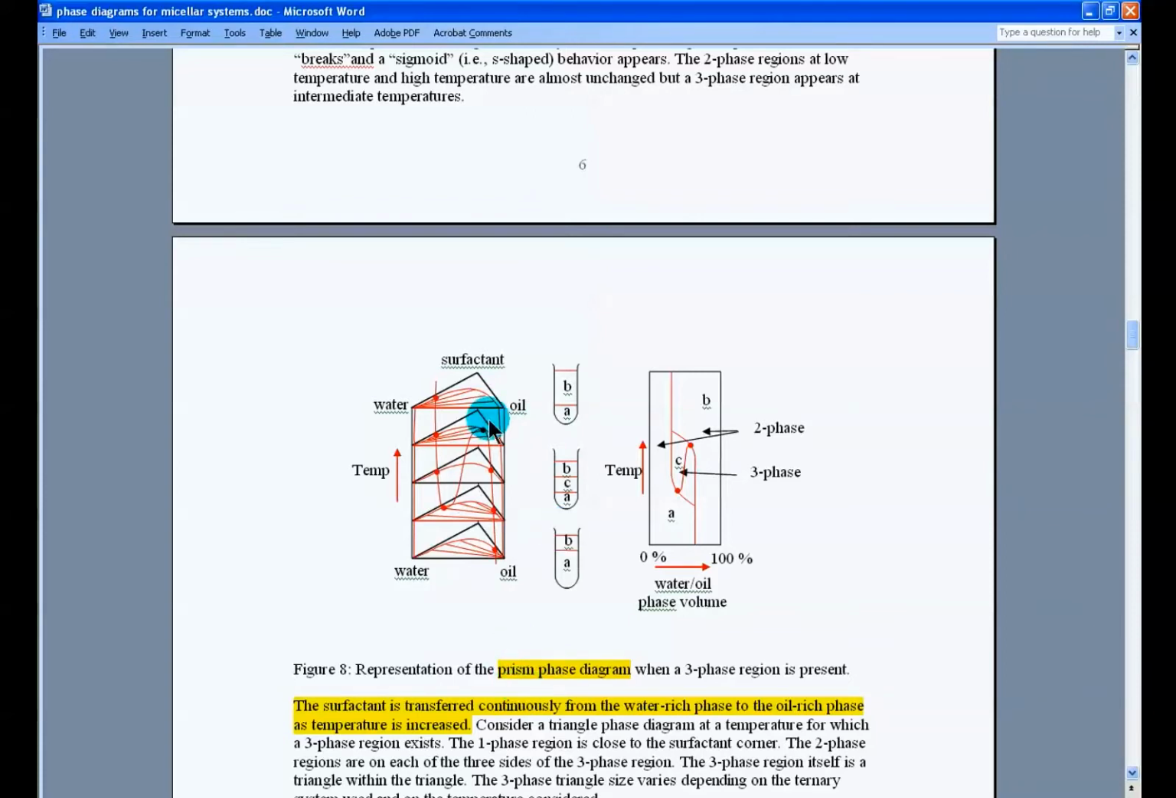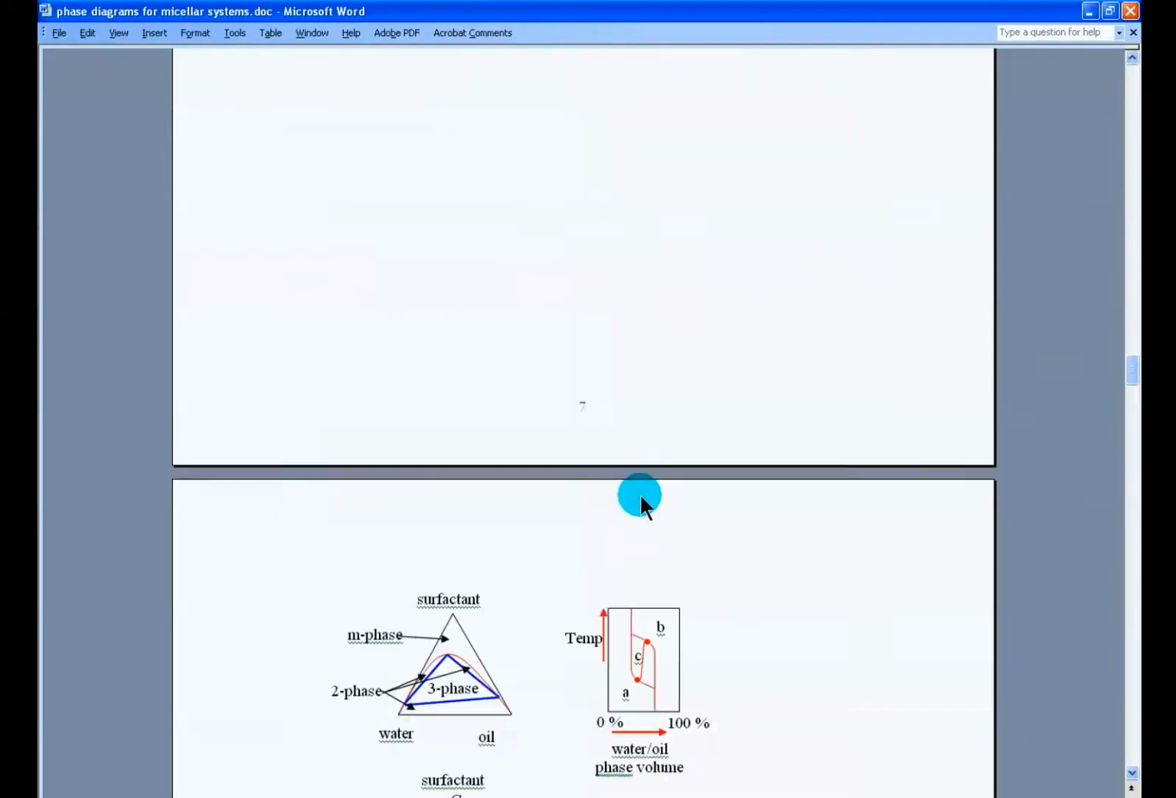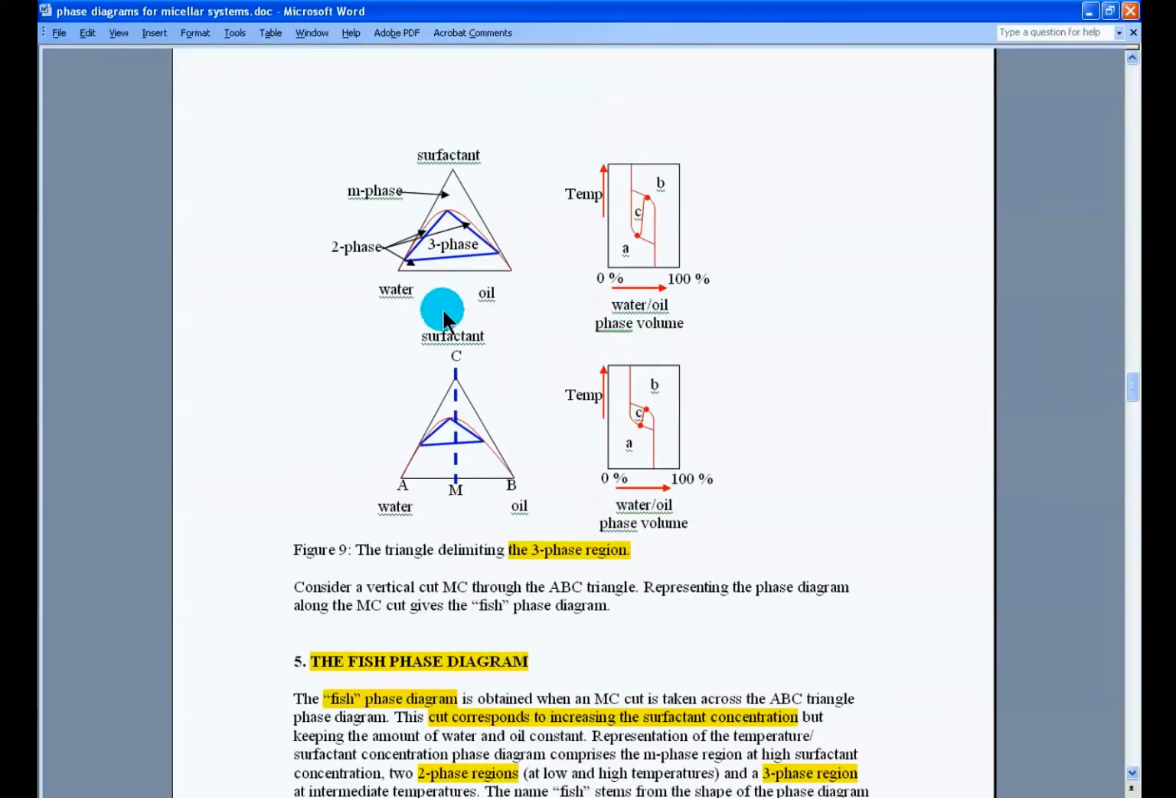This is actually called the prism phase diagram. It looks like a prism. The surfactant is transferred continuously from the water-rich phase to the oil-rich phase as temperature increases. So there you go.